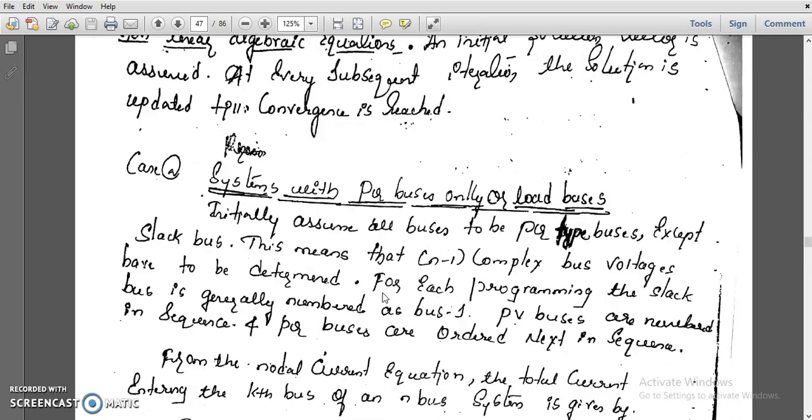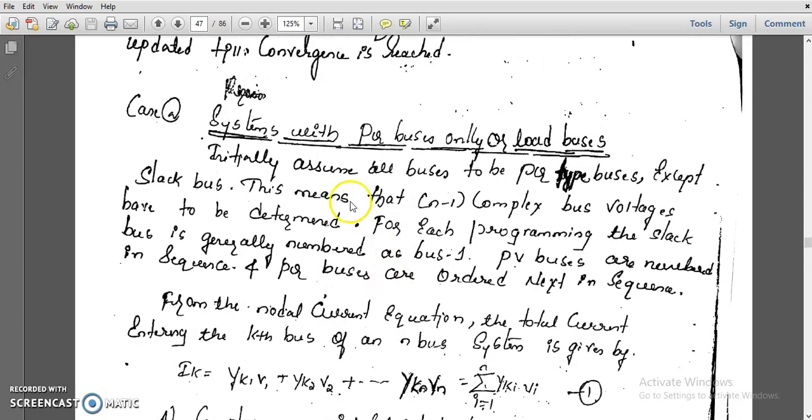Now, what is this PQ bus? Here I am taking n minus 1 buses, because the first bus is the slack bus, which you have to remove. The remaining buses I am now considering as PQ buses. Except the slack bus, I will consider all the remaining buses to be PQ type. For a PQ bus, P and Q are known, and V and delta are unknown; you have to calculate them.